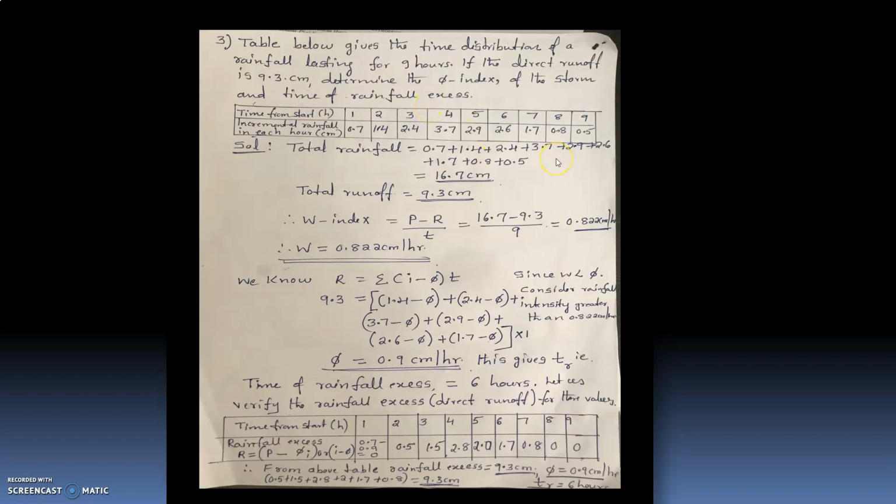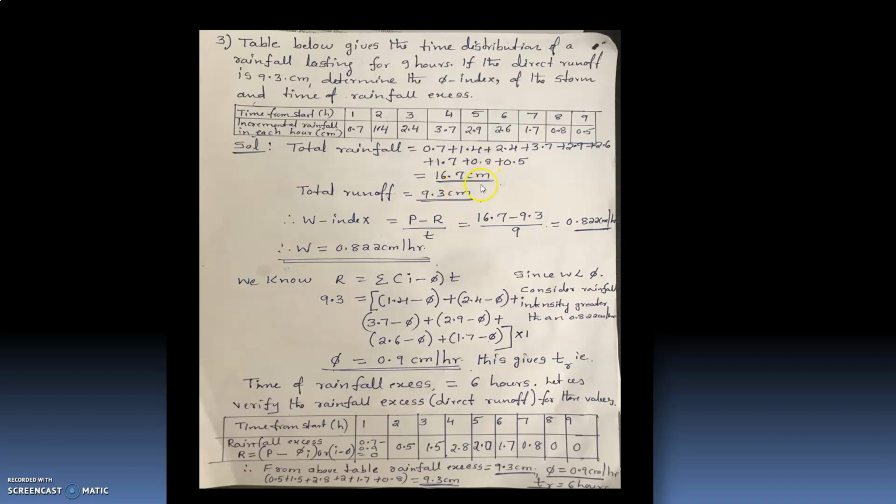So phi index means you have to calculate W index. So W index can be calculated by P minus R divided by T. So you have to calculate P. P is nothing but total rainfall. So let us calculate first total rainfall, that is P. P is equal to now 0.7 plus 1.4 plus 2.4 plus 3.7 plus 2.9 plus 2.6 plus 1.7 plus 0.8 plus 0.5. So when you add this, you will get 16.7 centimeter.